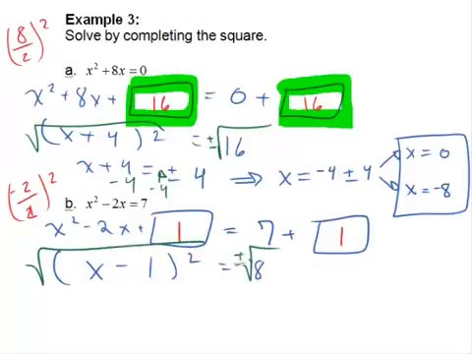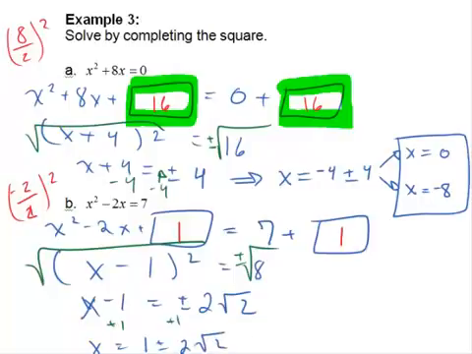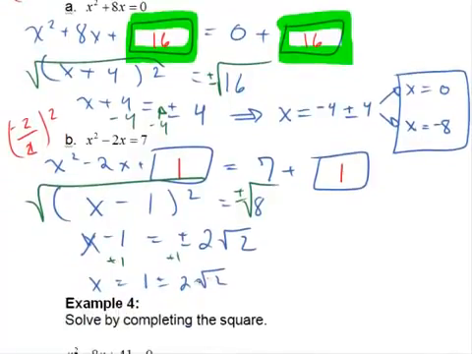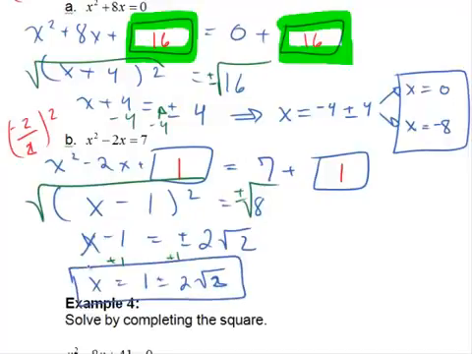Square root both sides, plus or minus. So x minus 1 equals plus or minus 2 root 2. Add 1 to both sides. So x equals 1 plus or minus 2 root 2. Now this also represents two answers, but since I know that I cannot combine a normal integer with a square root, you can leave it like this. That's fine.